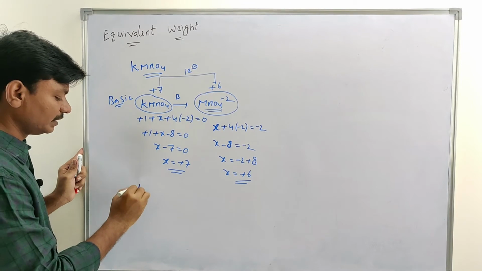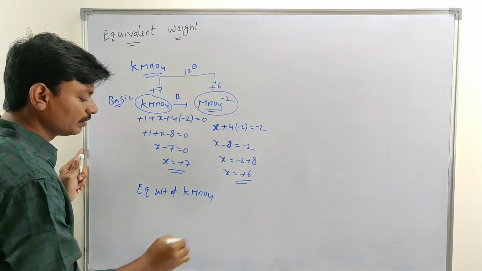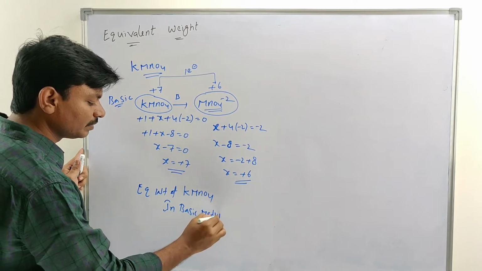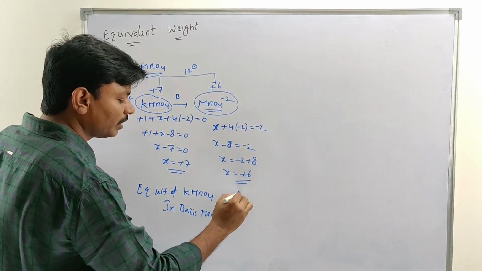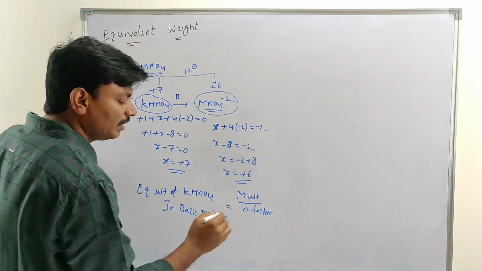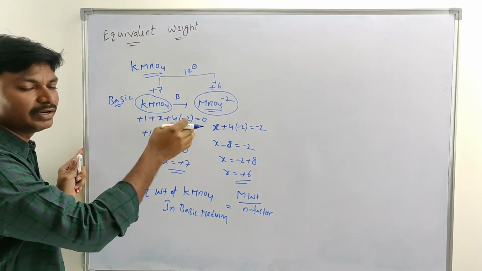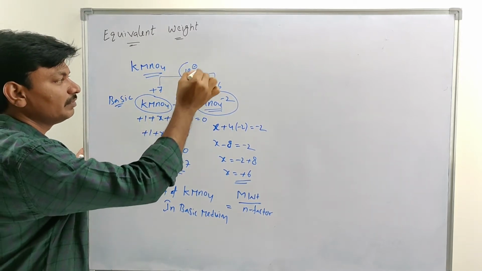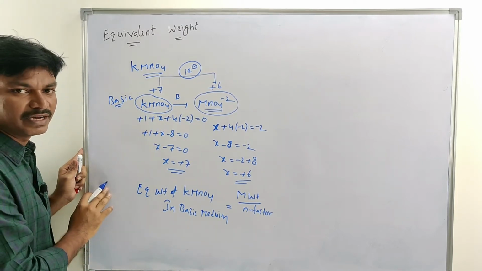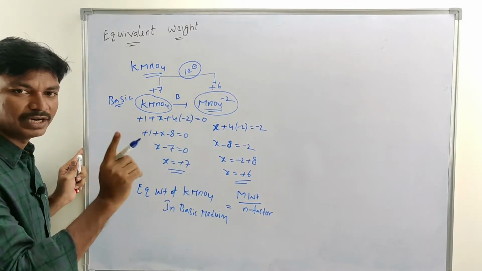Only 1 electron. That is, the equivalent weight of KMnO4 in basic medium equals the molecular weight of KMnO4 divided by the n factor. Here the n factor value is equal to the number of electrons transferred or involved in the given reaction. Only 1 electron will be transferred, as KMnO4 is converted into MnO4 2-. That is, the n factor value for this reaction is only 1.